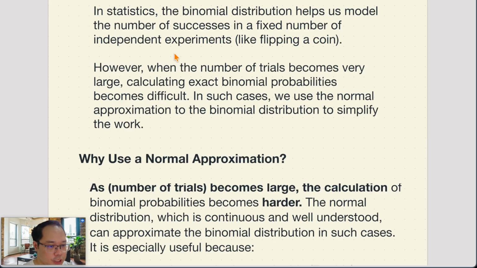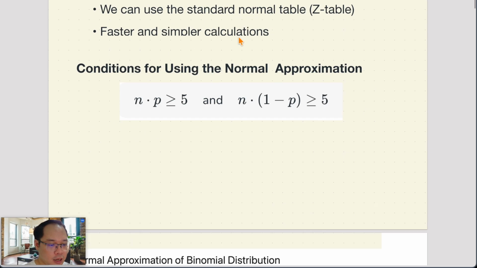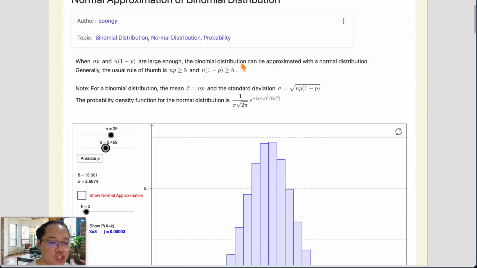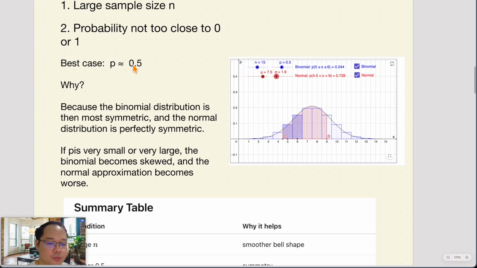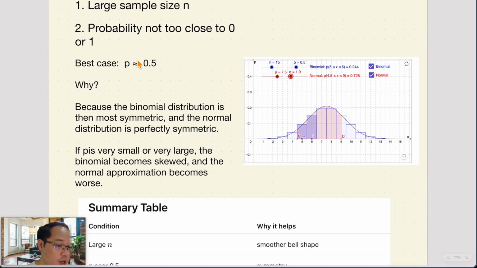Okay, one more time, the normal approximation is used when the number of trials is very large. It is hard to calculate the binomial probability using the manual formula rather than using a computer, of course. And now we have 3 conditions to use the normal distribution for the binomial distribution.